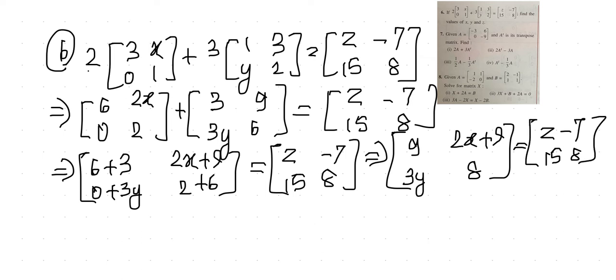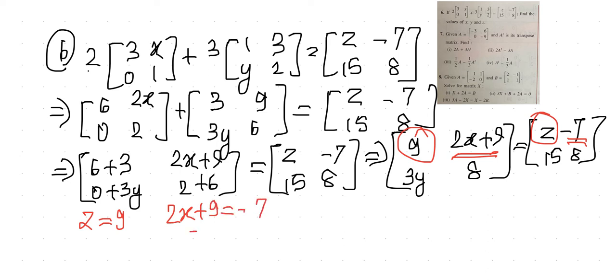Okay. So now what will you be writing? We have to equate, children. So 9 will be equal to z. So what you will be writing? That z is equal to 9. Now 2x plus 9 is equal to minus 7. So write down 2x plus 9 is equal to minus 7. So this implies 2x will be equal to minus 7 minus 9, which is equal to minus 16. So x will be equal to minus 8.